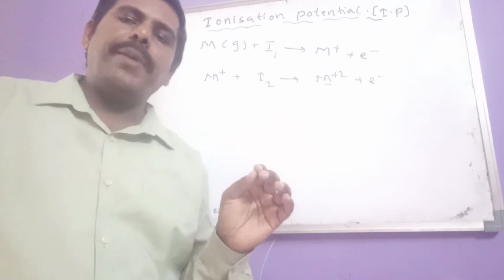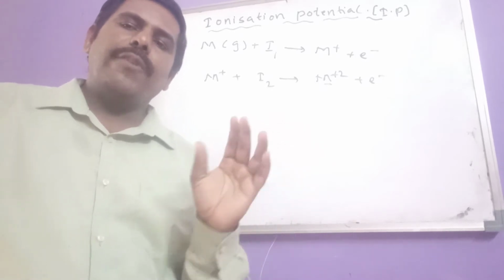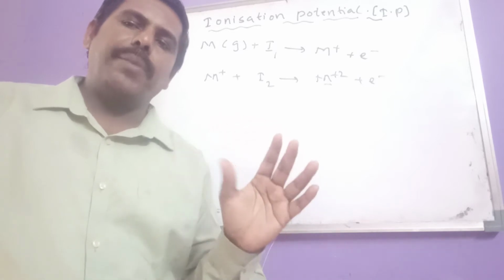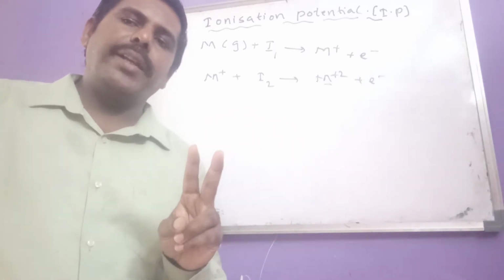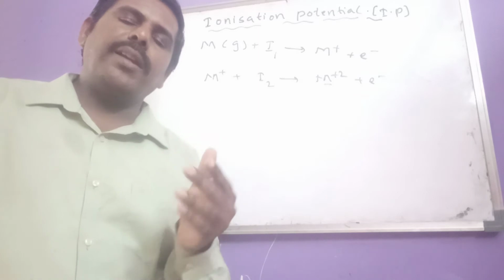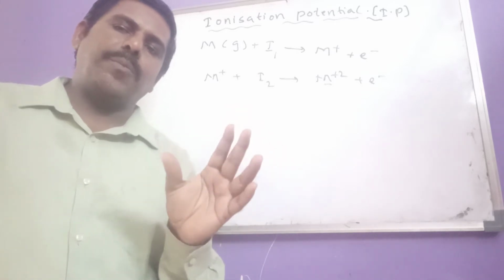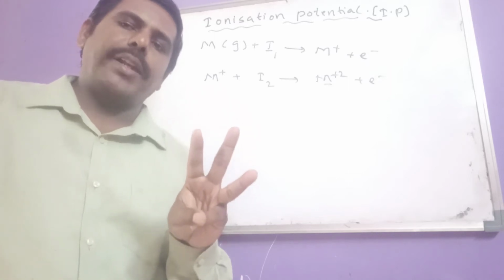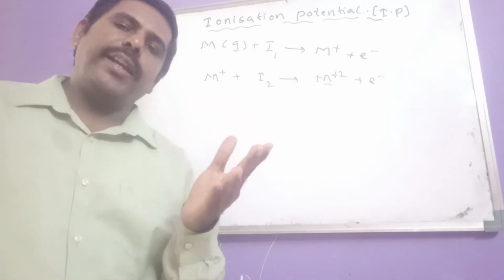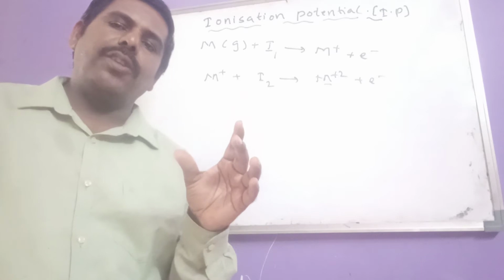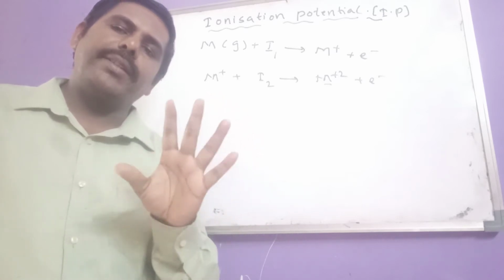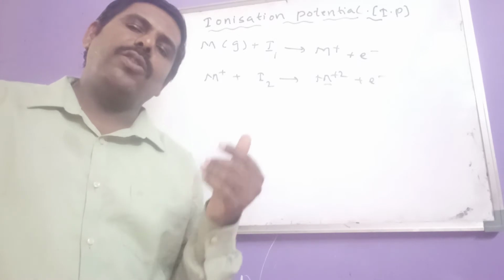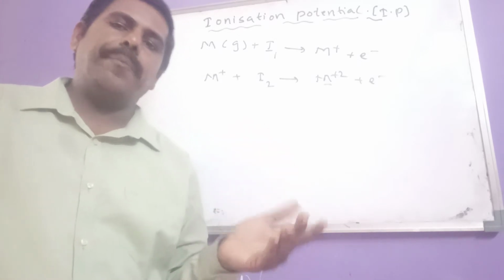But how many IP values are possible for a given element? That equals its atomic number. That means helium has IP1 and IP2, two ionization potentials. Lithium has three ionization potentials. If you go for neon, the number of IP values for neon is 10. So the number of IP values is equal to the element's atomic number.